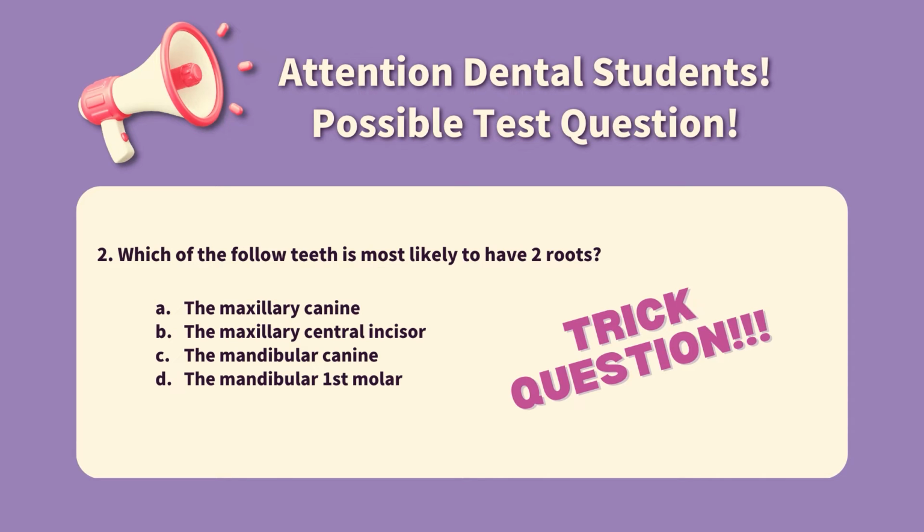Now, this was a trick question. The answer is not the mandibular canine. If you've studied more than just the anterior teeth, you'll know that the mandibular first molar has two roots, while the mandibular canine has two roots in this variation. So not always. So the tooth, not anterior tooth, most likely to have two roots is the mandibular first molar.